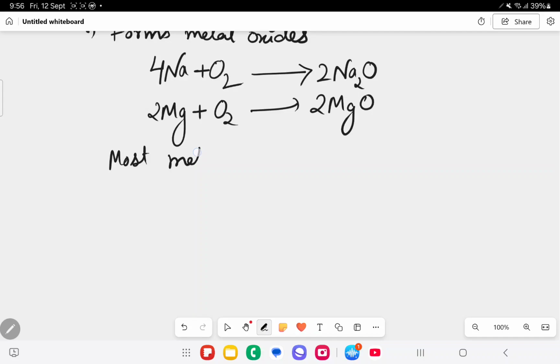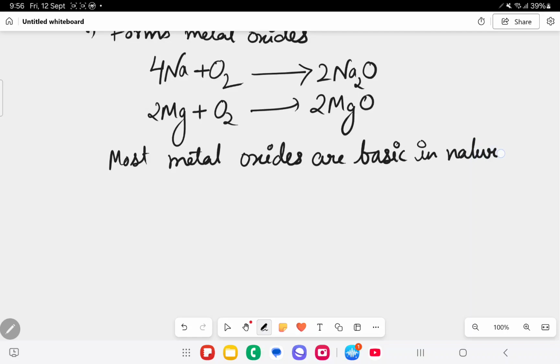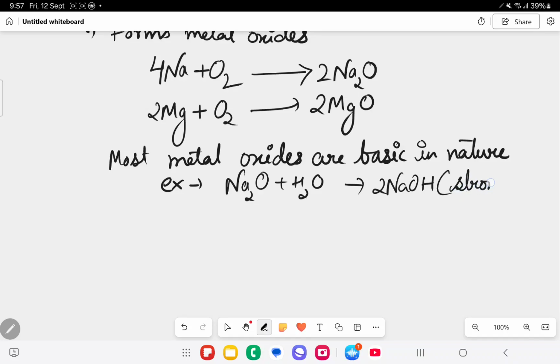Most metal oxides are basic in nature. For example, Na2O plus H2O gives twice of NaOH, which is a strong base.